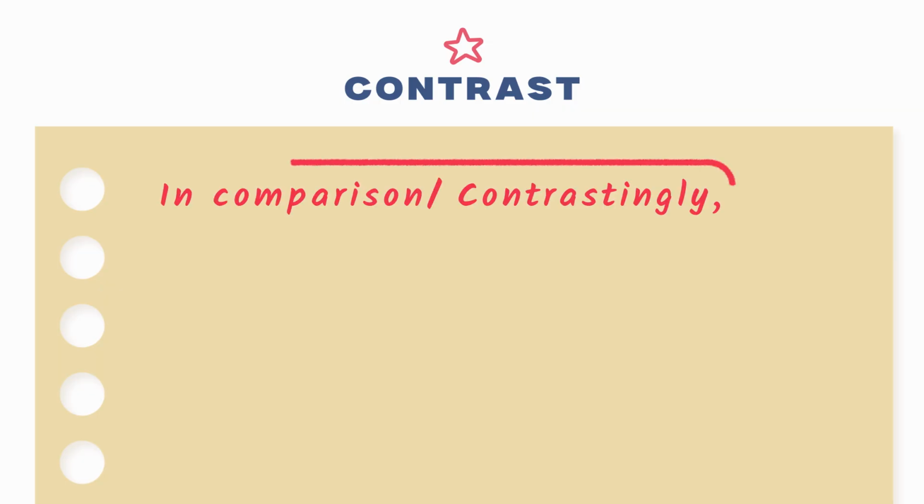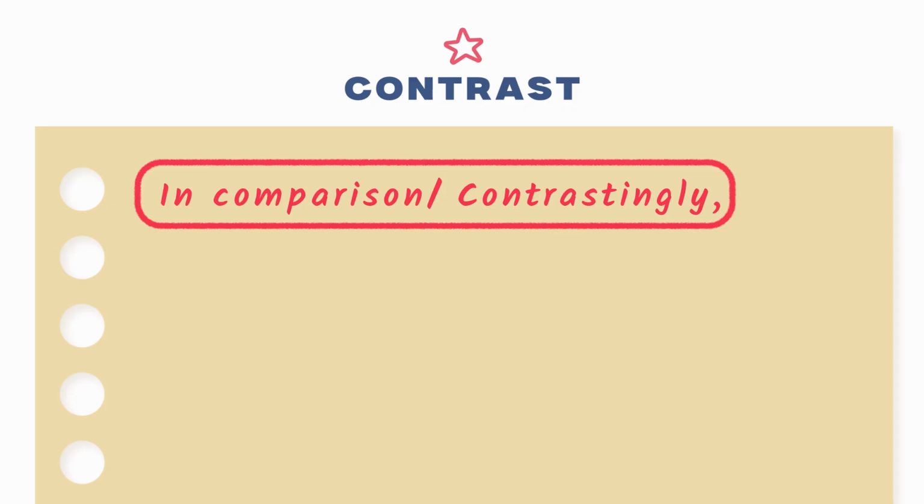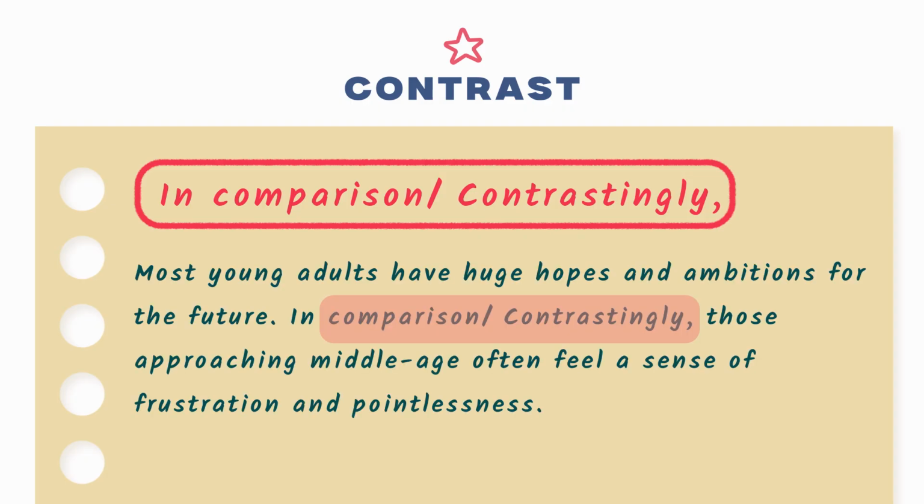Our next linking word is in comparison, or contrastingly. In comparison or contrastingly. You can use either of them. For example, most young adults have huge hopes and ambitions for the future. Now we are talking something different here. We want to contrast here. In comparison or contrastingly, those approaching middle age often feel a sense of frustration and pointlessness.